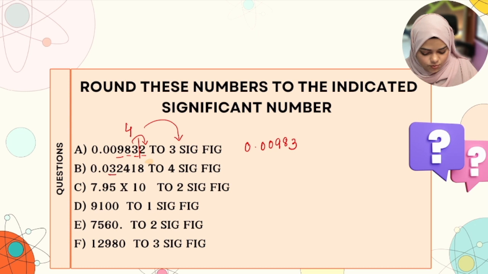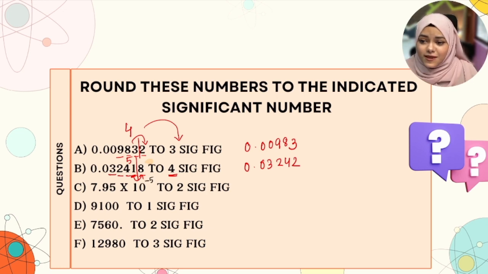In the next question, we will see how many significant figures we have. So we have 1, 2, 3, 4, 5. The zeros in the beginning are not significant. So we have 5 significant figures and we want to bring it down to 4. So we stop at the 1 here. But let's look at the number after the 1 to the right, and that is 8. Whenever it's 5 or more than 5, we add 1 to the previous one. So now we have 0.03242.